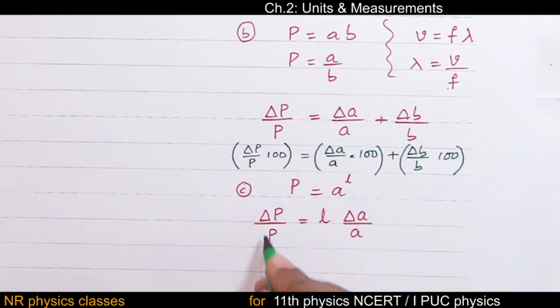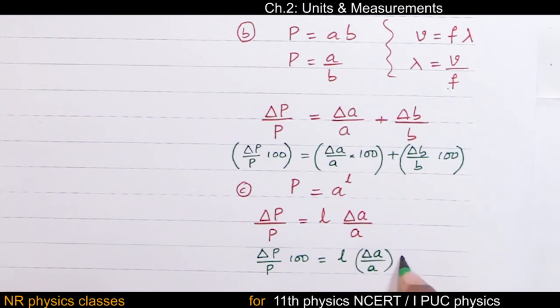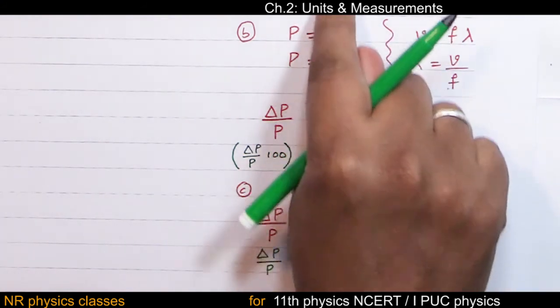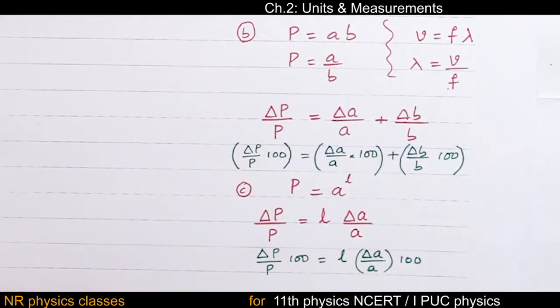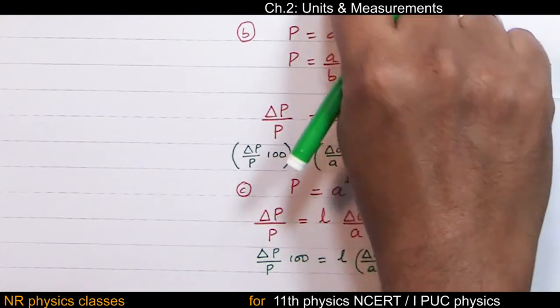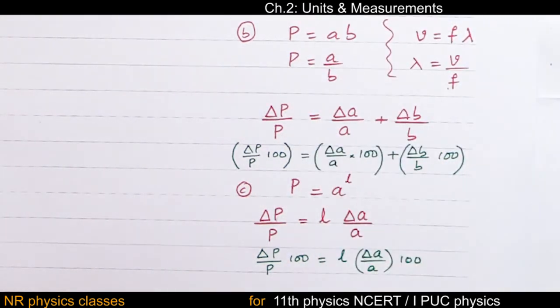Similarly, the percentage error in the measurement of P is equal to L times the percentage error in the measurement of A. So this is how propagation of error is observed. So let us combine all this in one case.